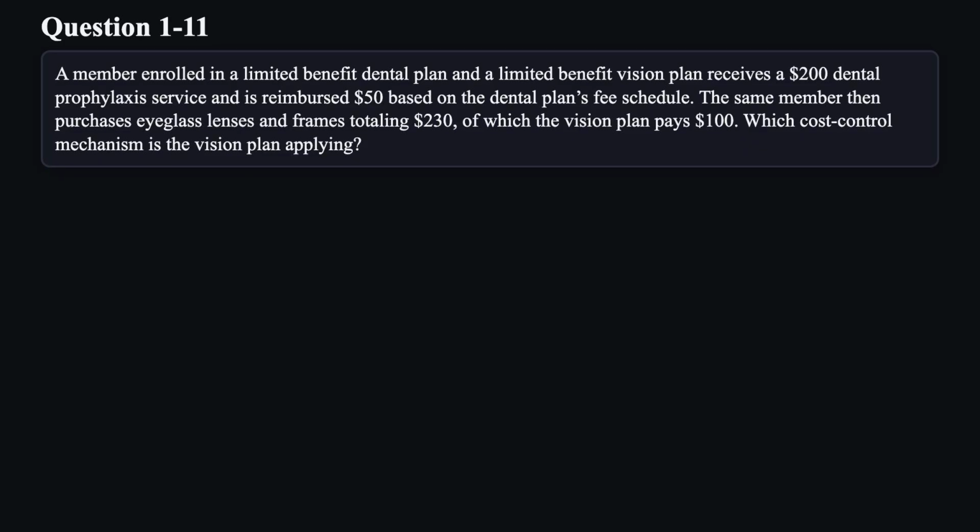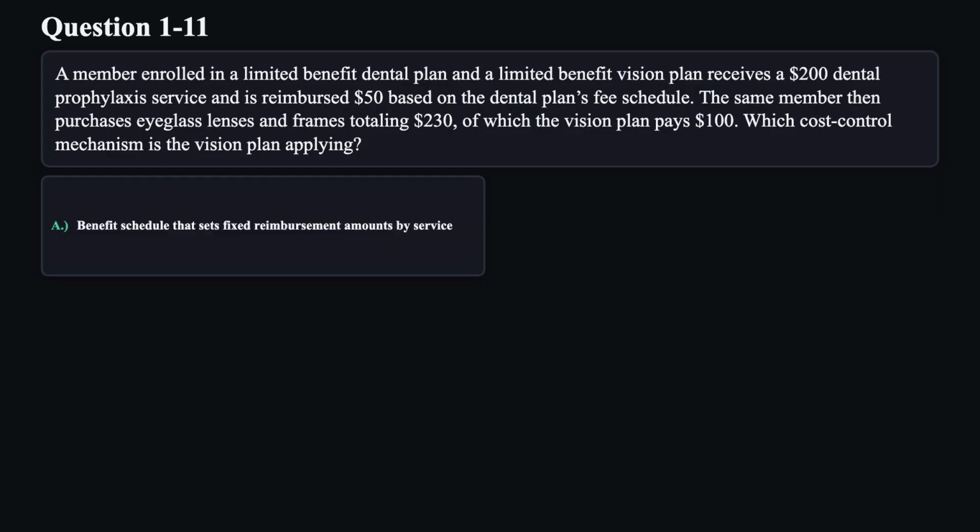Question 11. A member enrolled in a limited benefit dental plan and a limited benefit vision plan receives a $200 dental prophylaxis service and is reimbursed $50 based on the dental plan's fee schedule. The same member then purchases eyeglass lenses and frames totaling $230, of which the vision plan pays $100. Which cost control mechanism is the vision plan applying?